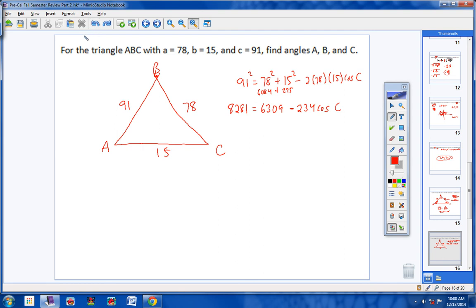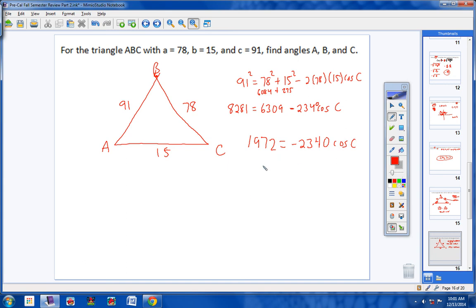So 8,281 minus 6,309 is going to give me 1,972 equals negative 234. And actually, guys, I'm very sorry. Please accept my apology. This is 2,340. So please squeeze a 0 in here right here. Okay? I'm going to check that one more time and make sure I'm right. Yes, so it should be a 0, so negative 2,340 cosine of C.